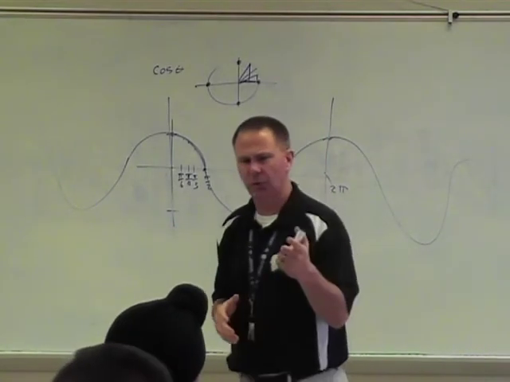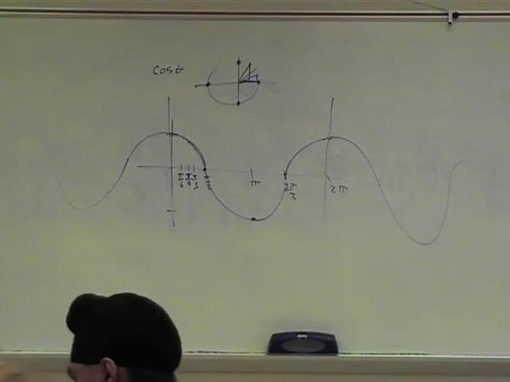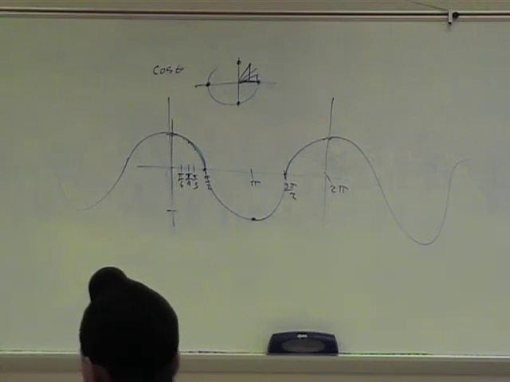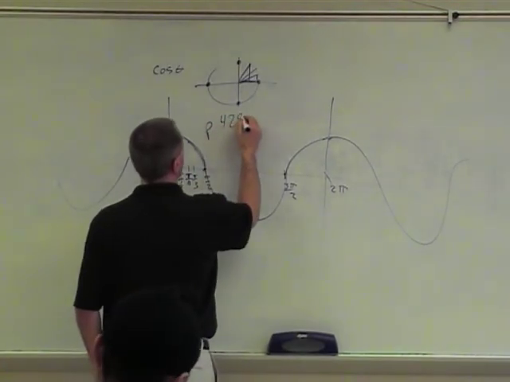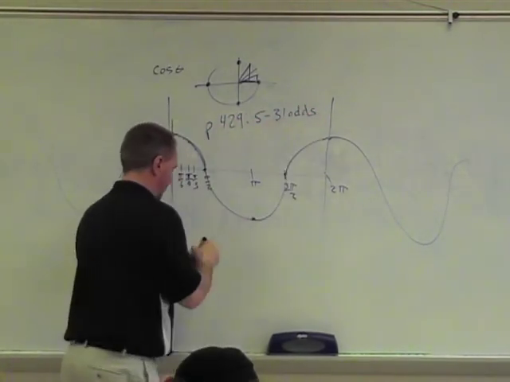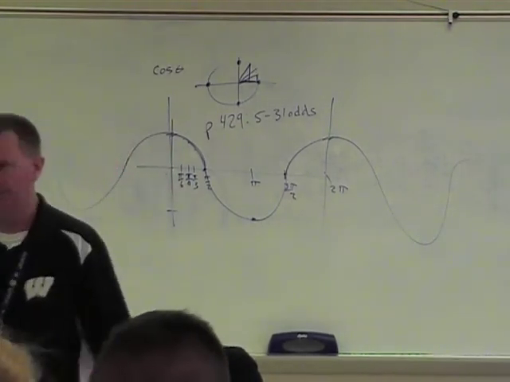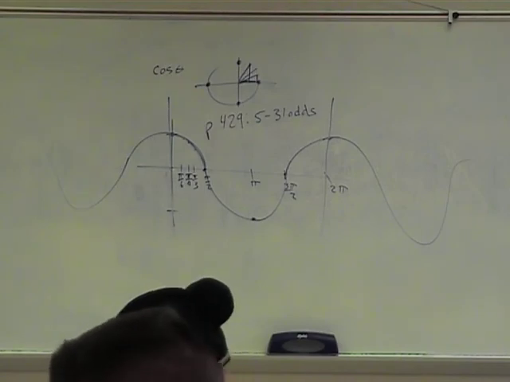There you go. Page 429. Page 429, we have to do 5 to 31 odds. You have the graphs in the back of the book, so make sure you do them right.